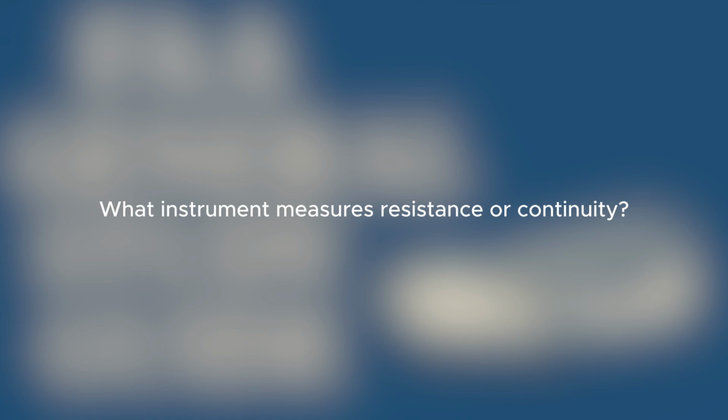Section 4, Measuring and Testing. What instrument measures current? An ammeter connected in series. What instrument measures voltage? A voltmeter connected in parallel. What instrument measures resistance or continuity? An ohmmeter, only with the circuit powered off.